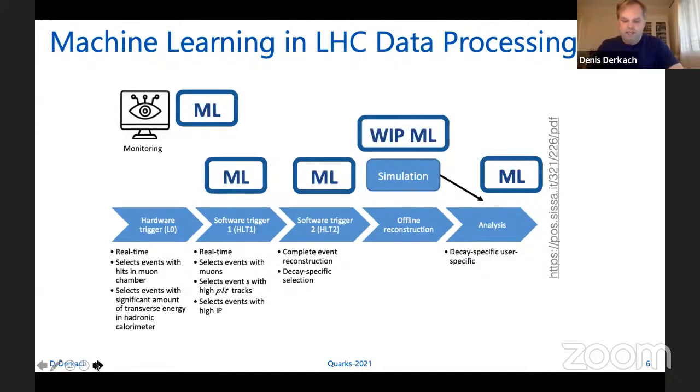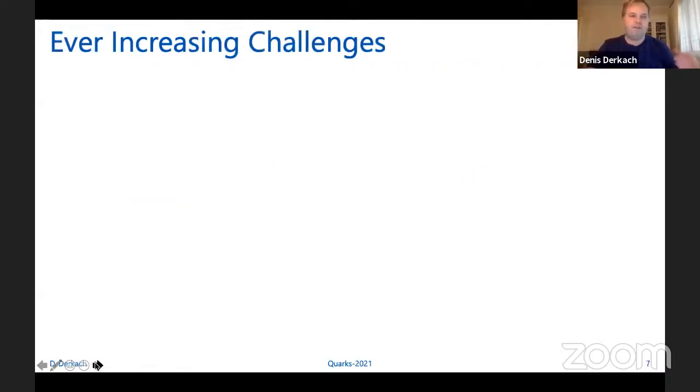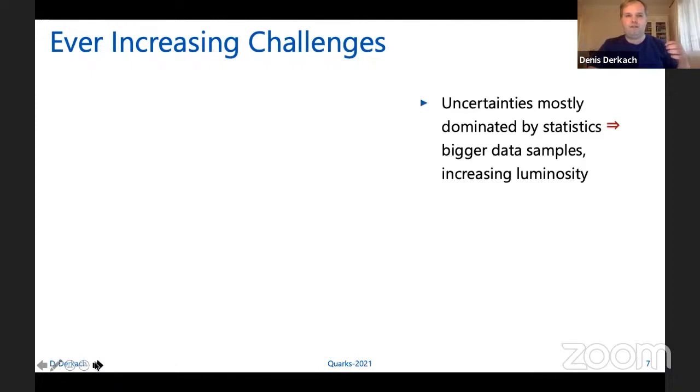that were used recently. The main idea is that we actually have a lot of machine learning, and thus the target of my talk is to show you the most interesting implementations of machine learning, and most probably the problems that we actually have with implementing machine learning solutions at LHC. The problem lies in this fact. We have measurements, and measurements are quite often, not always, but mostly dominated by statistical uncertainties, which means that we need bigger data samples, and thus we need to increase the luminosity.